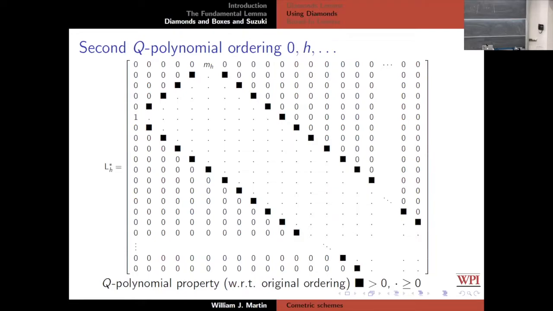Now assume there's a second Q-polynomial ordering. So there's some simultaneous permutation of rows and columns that turns this into an irreducible tridiagonal matrix.